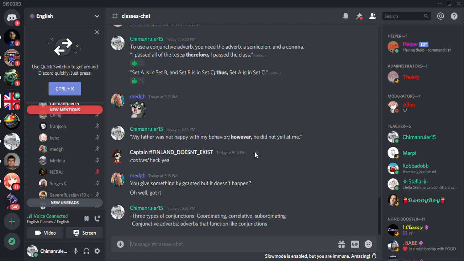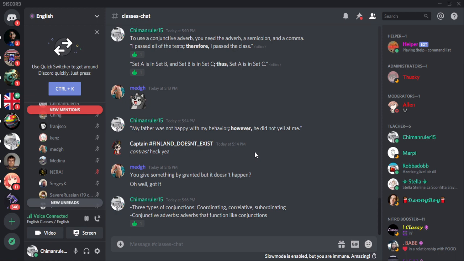Coordinating conjunctions are used to join 2 independent clauses, or they can even be used to join 2 words or phrases. Correlative conjunctions occur in pairs, so there'll always be a pair of conjunctions, and they can connect words, phrases, and clauses, just like coordinating conjunctions. And subordinating conjunctions go at the head of a dependent clause, and they are used to link that clause with an independent clause.